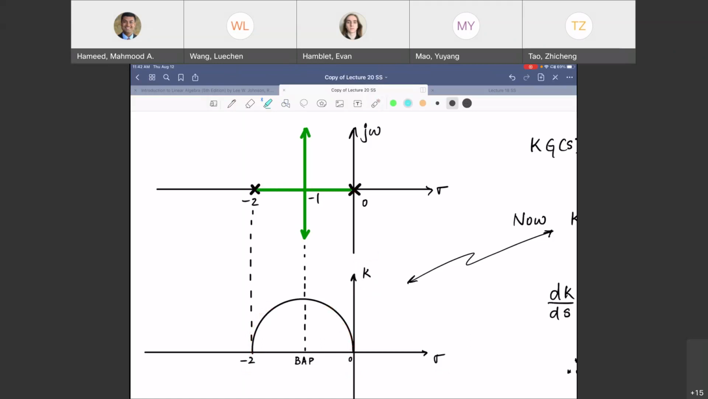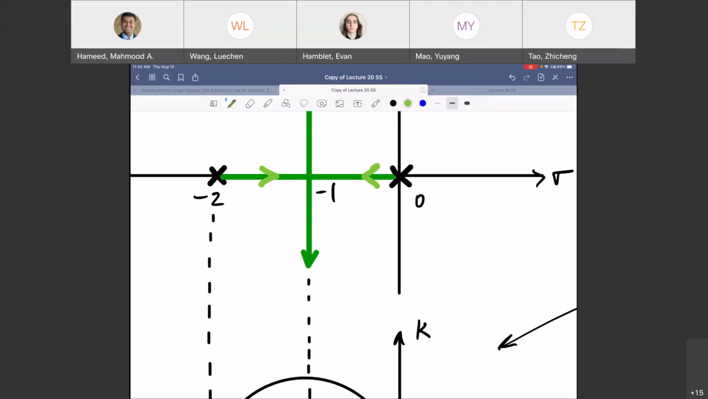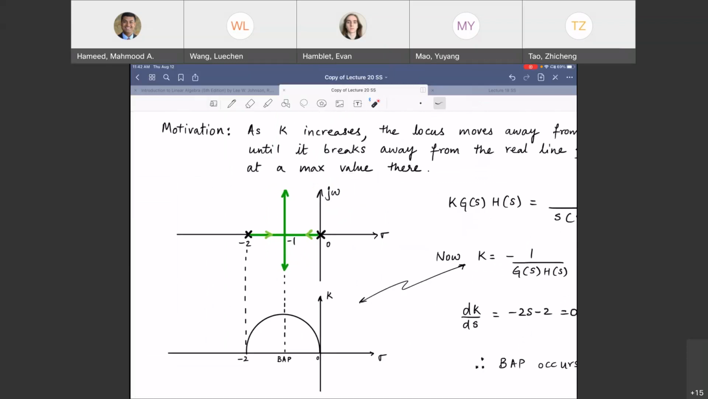This guy moves here. This guy moves here. So on the real axis, what are they doing? Moving left, moving right. As you're increasing k, the sigma value is moving towards the breakaway point, towards the breakaway point. You guys see that? And at the breakaway point, you're going to break away from the real axis, which essentially means that if you differentiate k with respect to sigma and set it to 0, the value that satisfies that is going to give you your breakaway point.